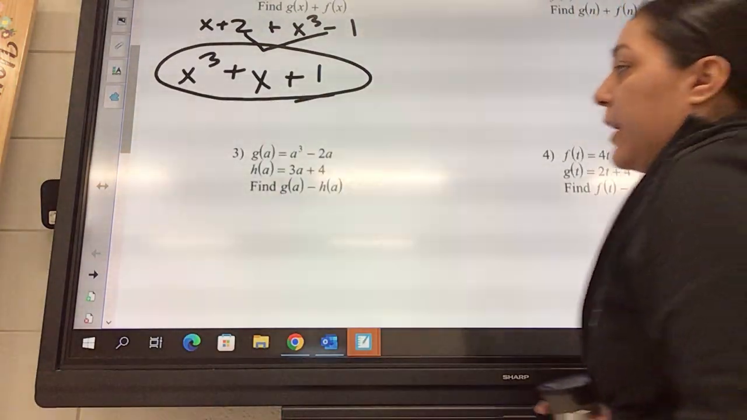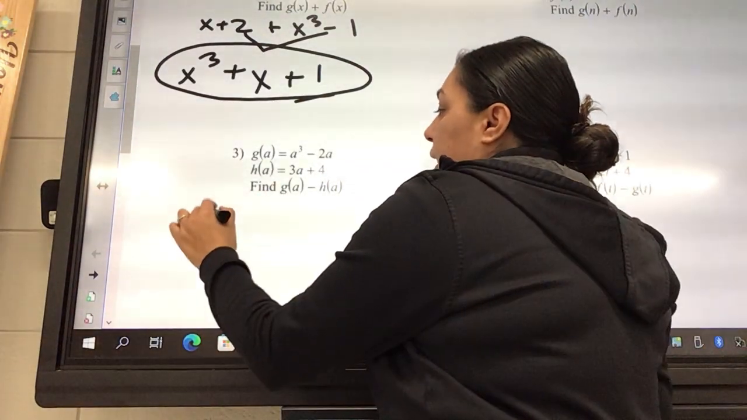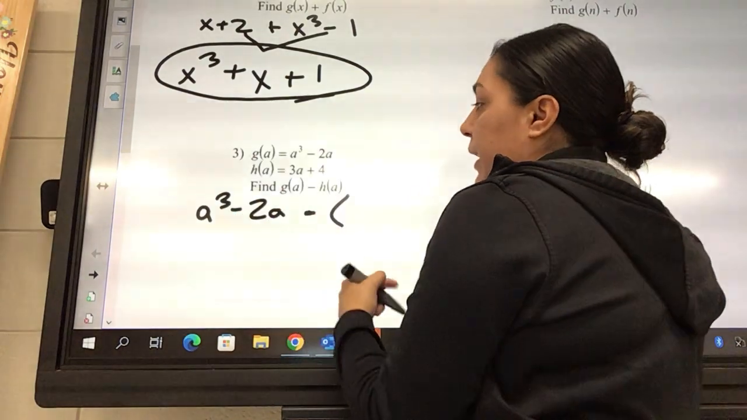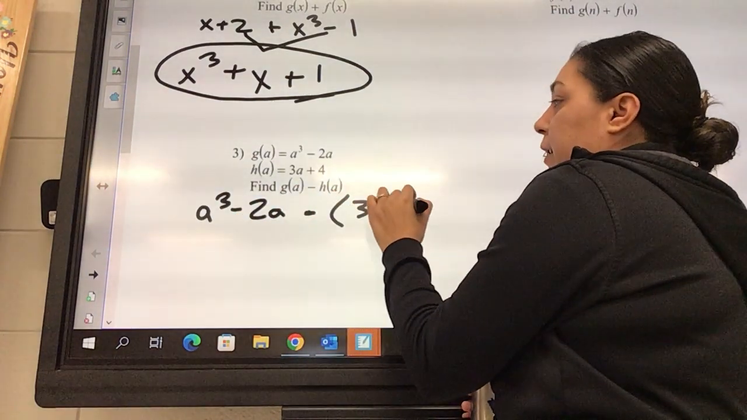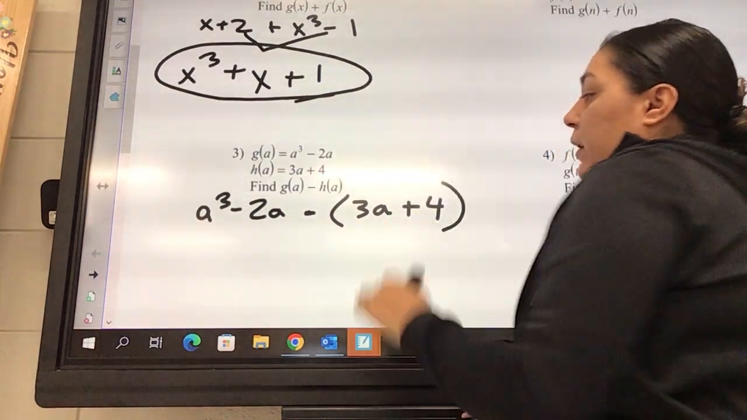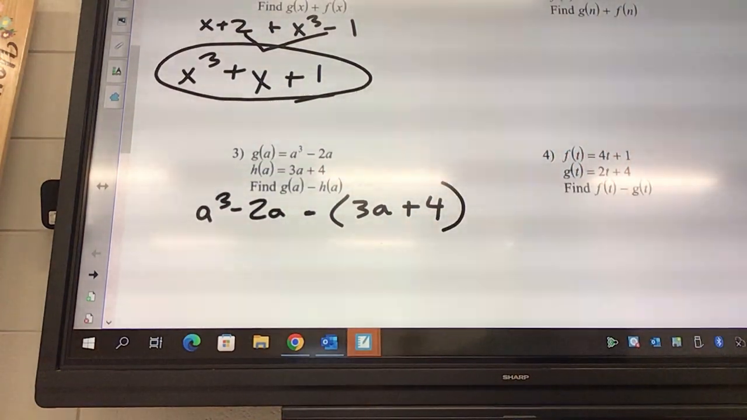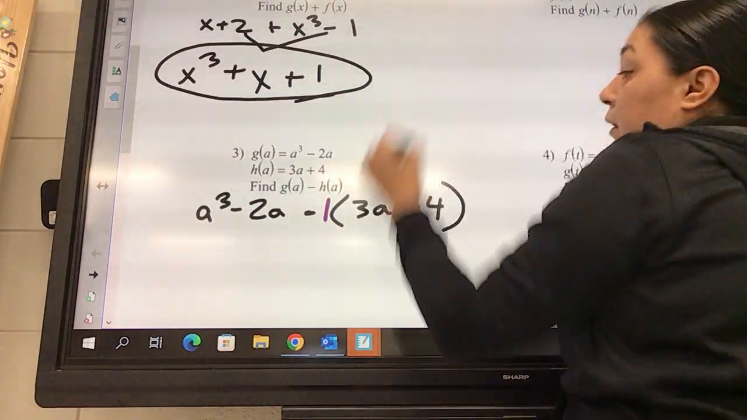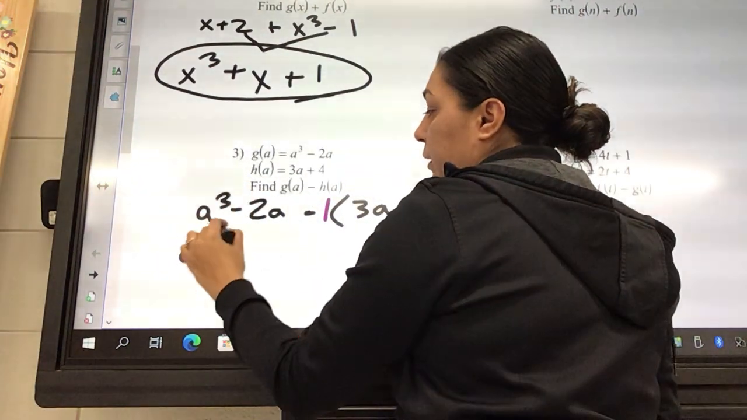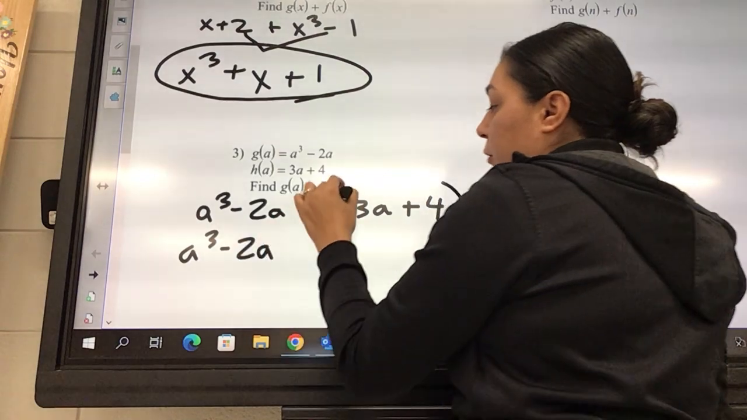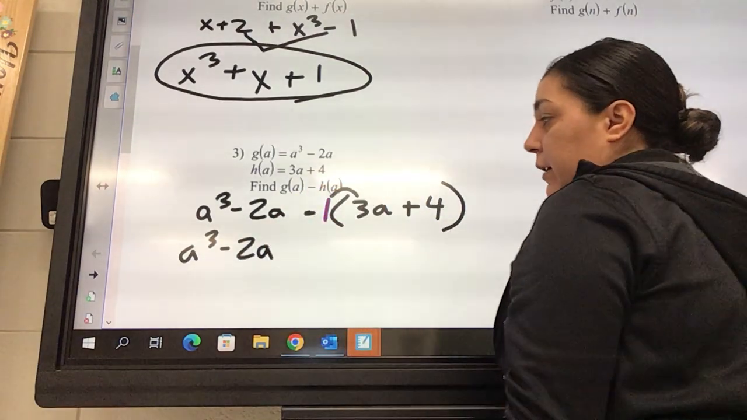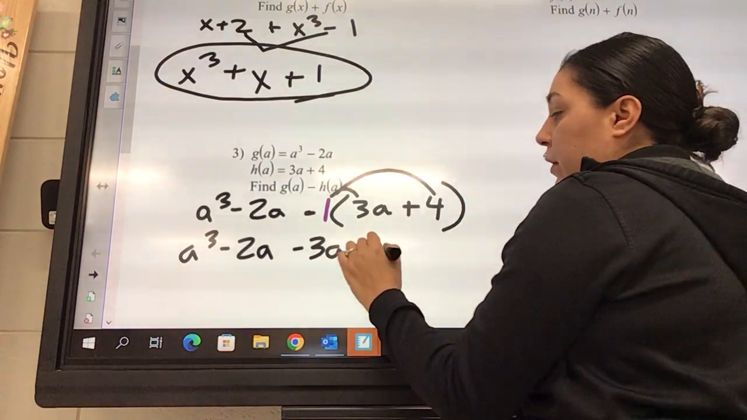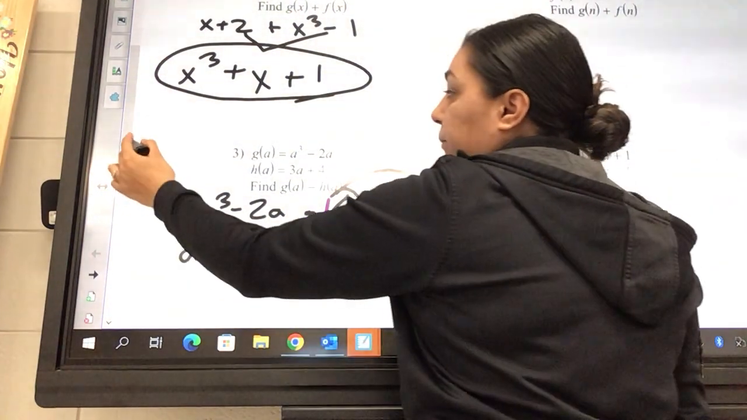We got G minus H, so my G is going to be A^3 minus 2A minus my H, which is 3A plus 4. Okay, I'm going to go ahead and fill in my fake 1, which is going to be right here. So this side nothing's going to change. We're going to get negative 1 times 3A, it's going to be negative 3A. Negative 1 times 4 is going to be negative 4.